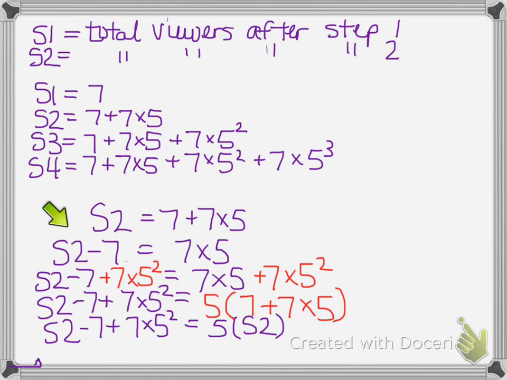But remember, we're looking for patterns so that we could go up to step 100 and do a simple computation instead of adding 100 terms. So we're going to do this twice more. We're going to look at what happens at step 3 and what happens at step 4, and we're going to see the pattern there. Okay, so we're going to do this again.